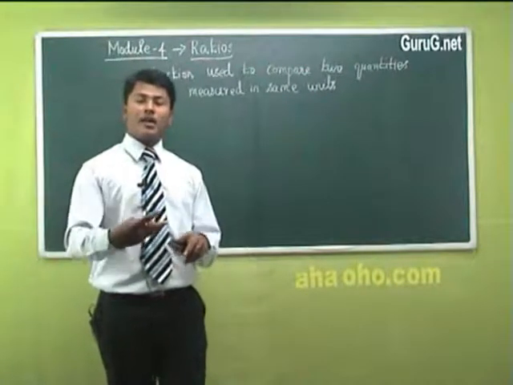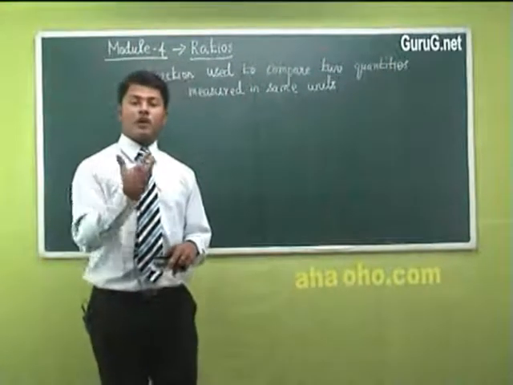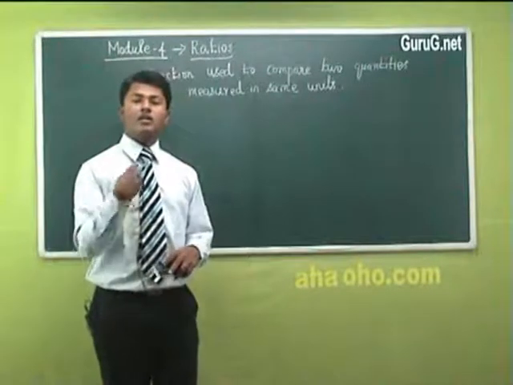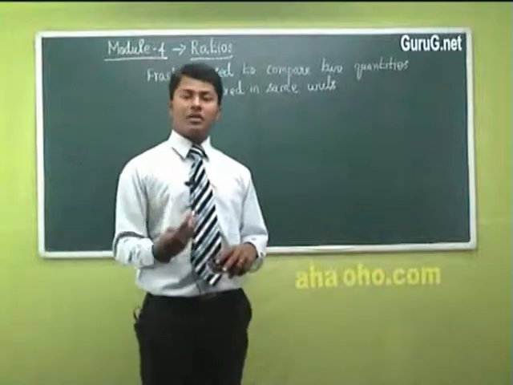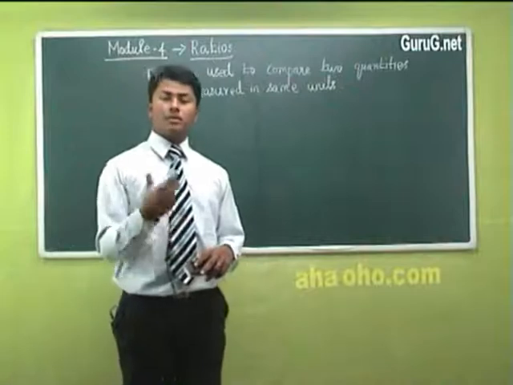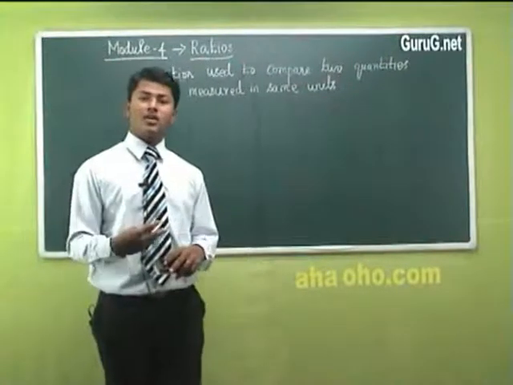You can compare, say, 5 kilograms of food with 5 kilograms of chocolates. That is possible. 5 liters of milk with 5 liters of, say, soft drinks. You can compare the number of boys in a class with the number of girls in that same class or in any other class. So this is possible. It is a fraction which is used to compare two quantities that are measured in the same units.